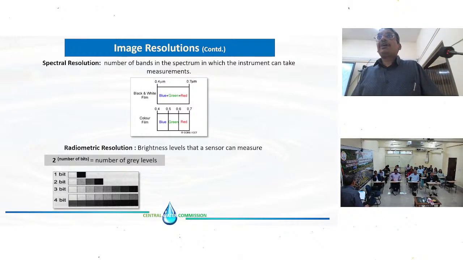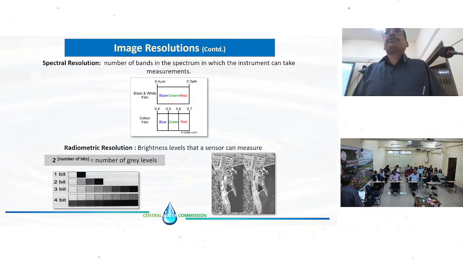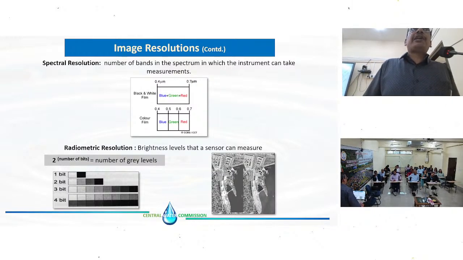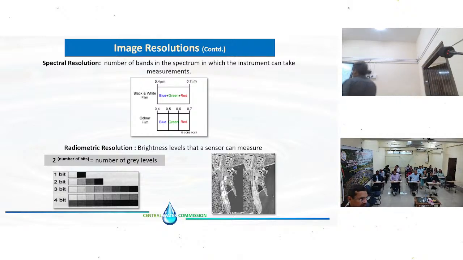The number of bands your sensor is capable of sensing is the spectral resolution. Lastly, there is something called radiometric resolution, the number of levels of grayness. If it is 1 bit, there will be either black or white. If it is 2 bit, four, you can represent different levels of grayness. Nowadays the sensors have high, like 2 power 10, so they have larger capability of representing different variations.